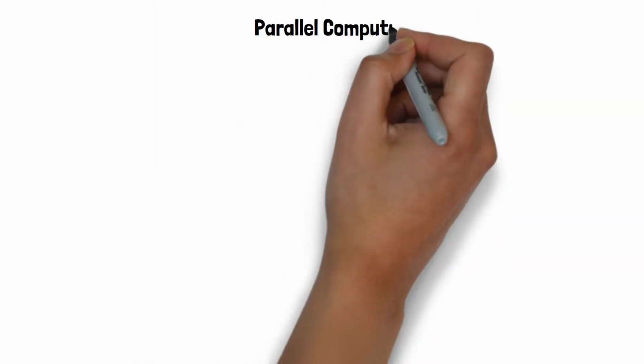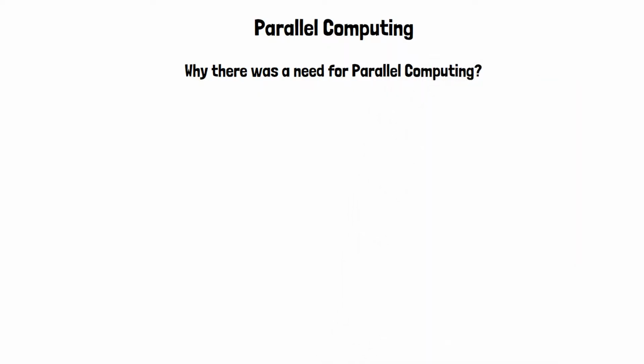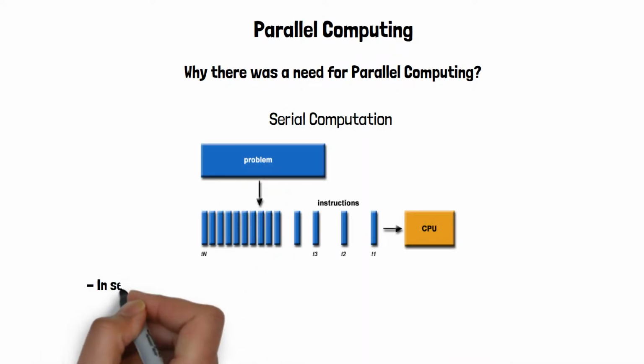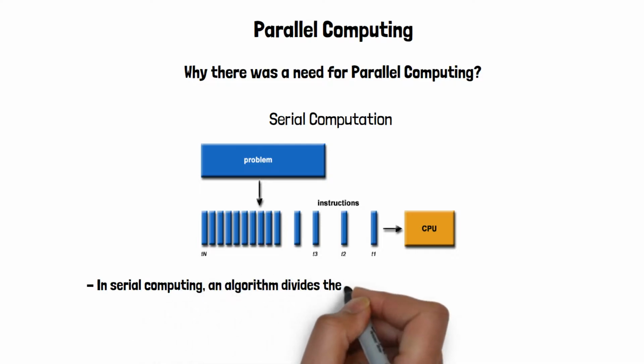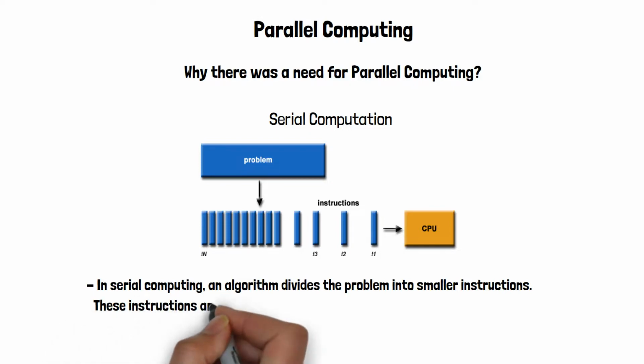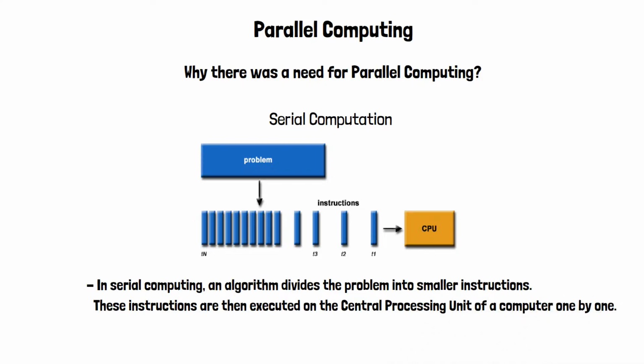We will focus on parallel computing. But before that, let's understand why there was a need for parallel computing. In olden days, computer software was specifically designed for serial computations. In serial computing, an algorithm divides the problem into smaller instructions. These instructions are then executed on the central processing unit of a computer one by one. This was creating a huge problem in the computer industry, as only one instruction was getting executed at a moment.